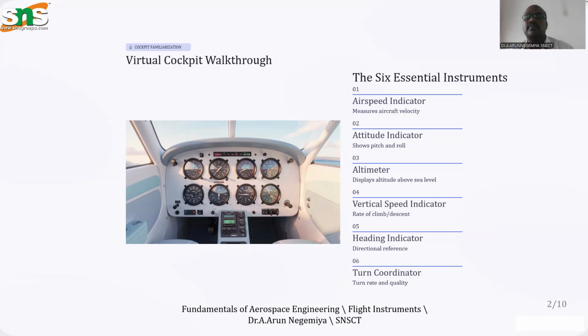Altimeter, it is useful to measure the altitude above sea level. Next one is the vertical speed indicator. It can be used to measure the rate of climb and fall. And the heading indicator can be used to measure directional reference. And next one is the turn coordinator. It can be used to measure the turn rate and quality.